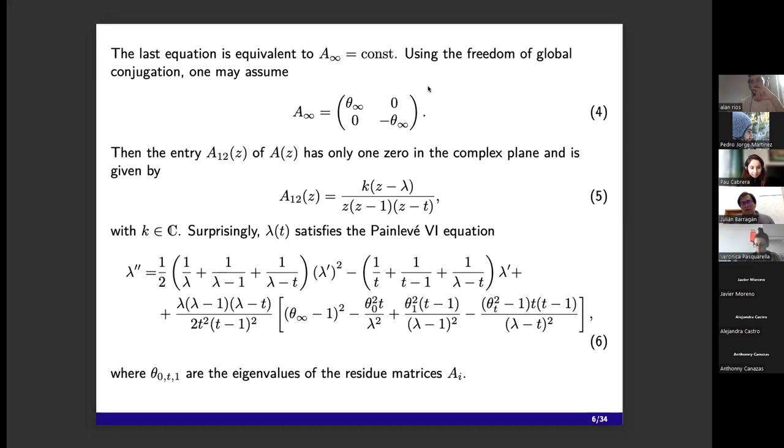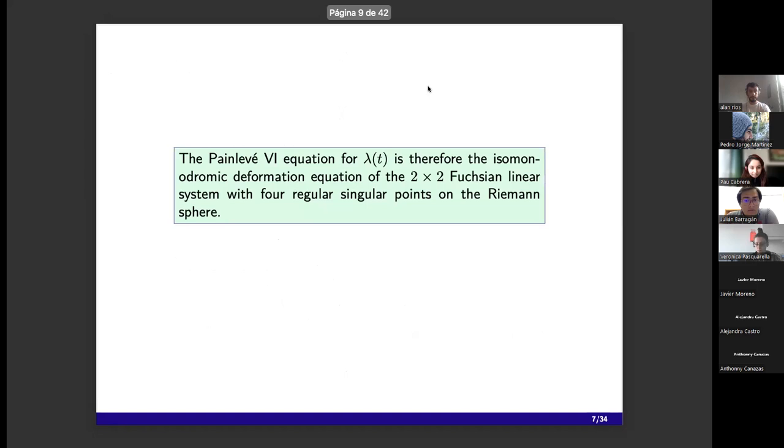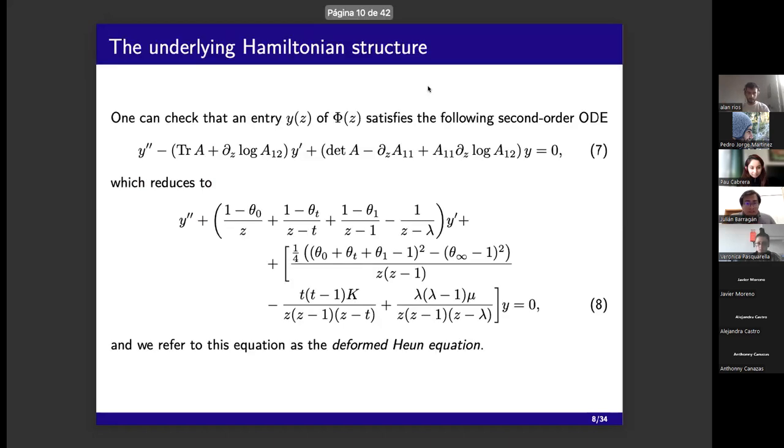I believe this is known from some of the works by Fuchs, Garnier, Schlesinger, so many people. And the thetas are just the eigenvalues of the residue matrices. So the first take-home message is that the Painlevé 6 equation is the isomonodromic deformation equation of a 2x2 Fuchsian system with four regular singular points. But this is not the whole story.